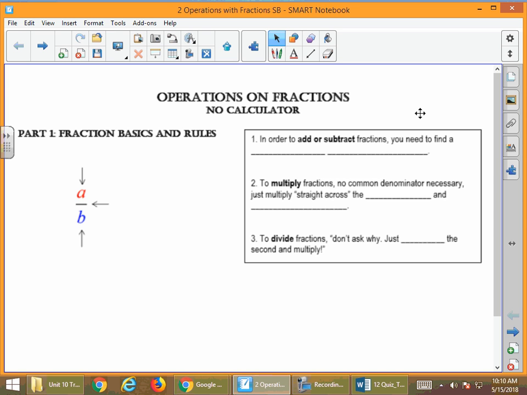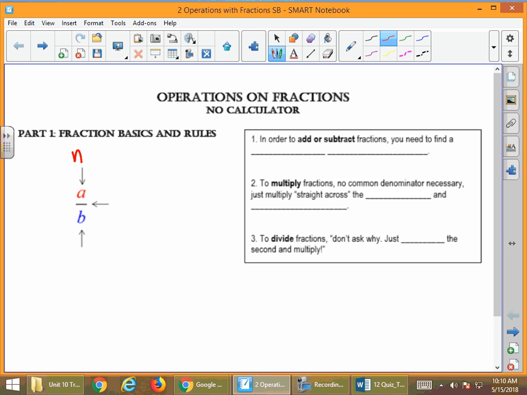Today we're going to talk about fraction basics, and we're not going to use a calculator. Specifically, what we're going to talk about and remind ourselves of is how do we add, subtract, multiply, and divide fractions.